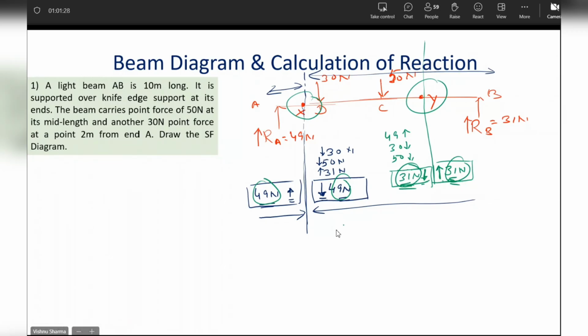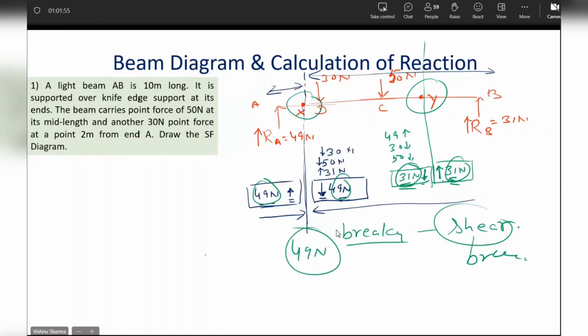Another name for braking or brake is shearing. Shear means break. So the braking force at X is the shearing force at X, and the braking force at Y is the shearing force at Y. In this example, the shearing force at X is 49 newtons, and the shearing force at Y is 31 newtons. Have you understood better what I'm trying to say?